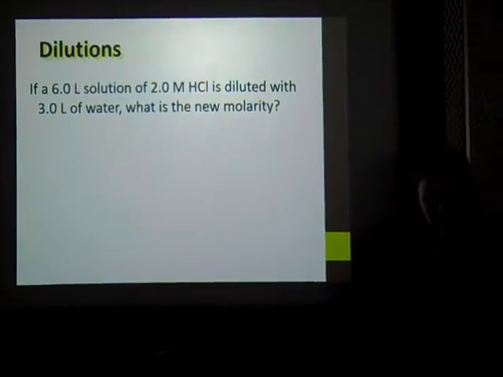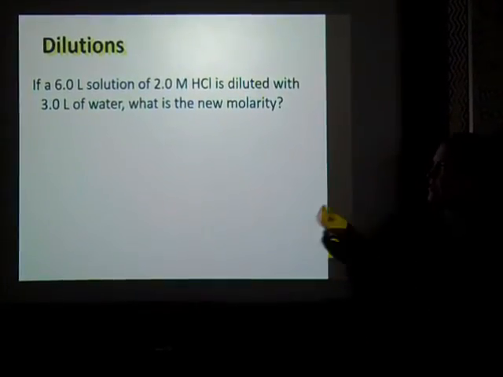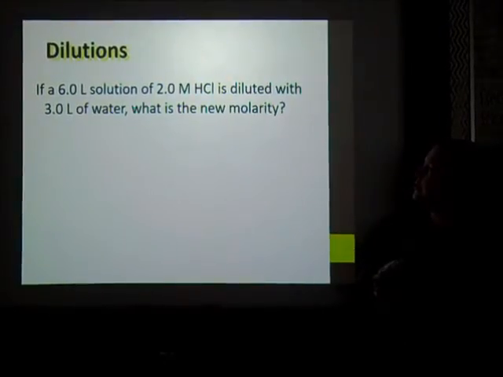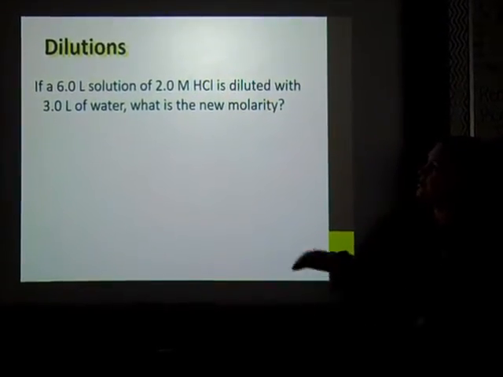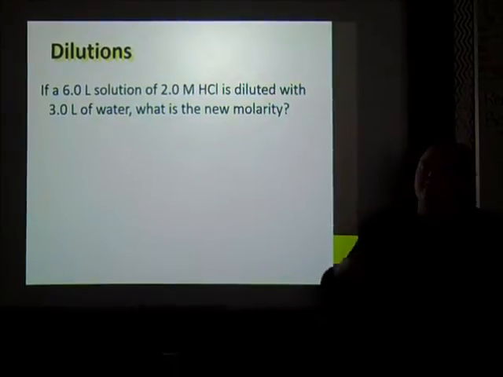So what this looks like in real life is, if we say I have 6 liters of a 2.0 molar HCl solution that is diluted with 3 liters of water, what's the new molarity going to be?